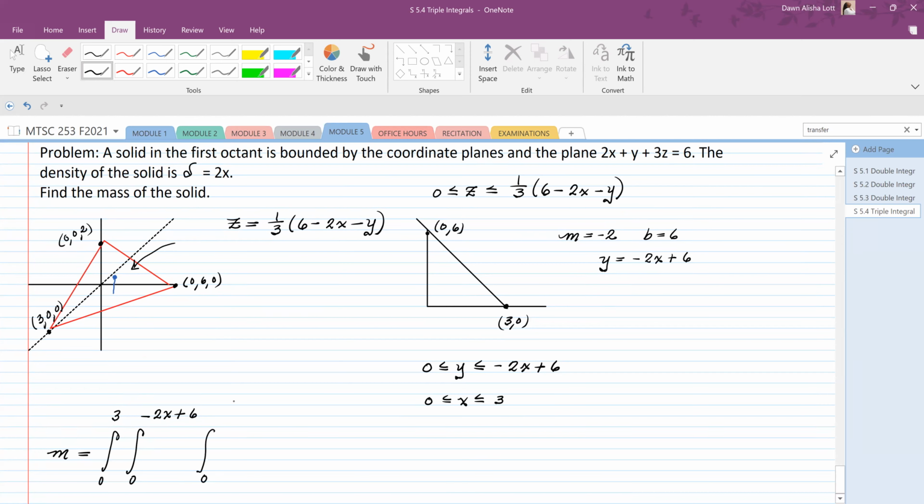integral from 0 to 1/3 (6 minus 2x minus y). And then in here, I'm going to have 2x dz dy dx. Okay.